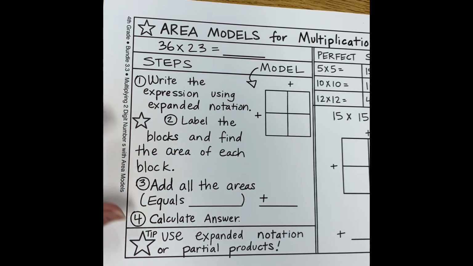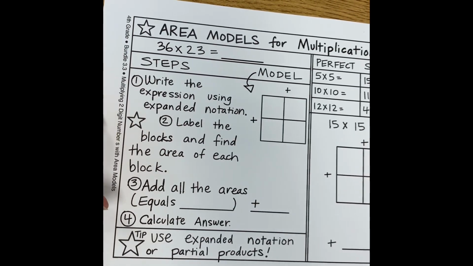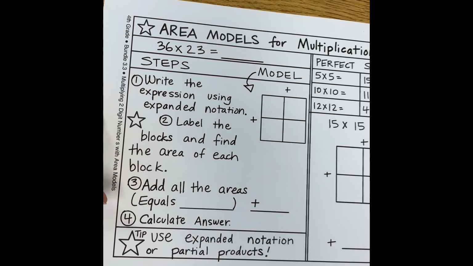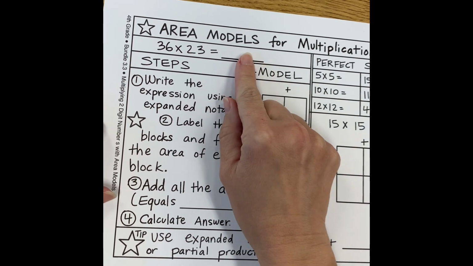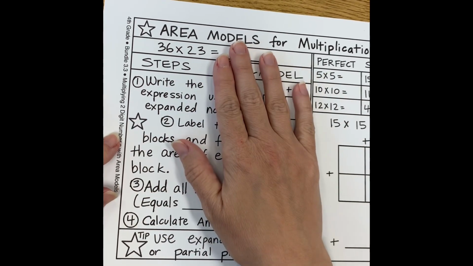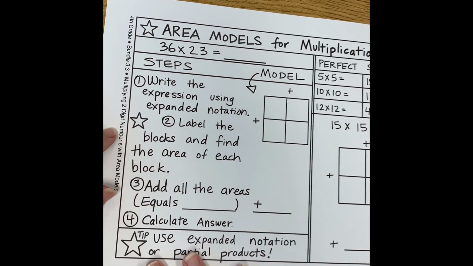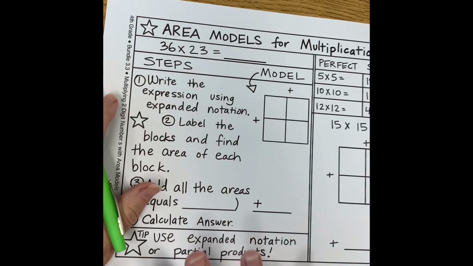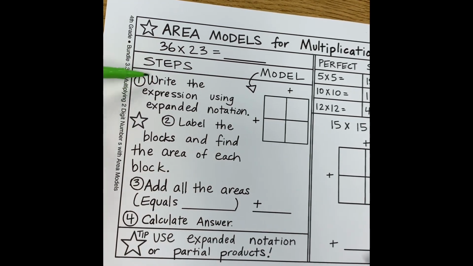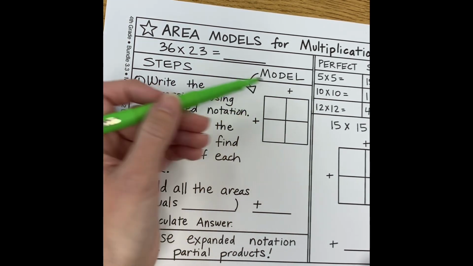Okay. At the top it says area models for multiplication. And at the top, we can see that we have 36 times 23 equals blank. We're actually going to come back to that blank because we got to solve it first, right? So we're just going to look at this one side. It shows us our steps here and our model here. And this first step says write the expression using expanded notation. So we're going to come over to our model and we're going to do that.